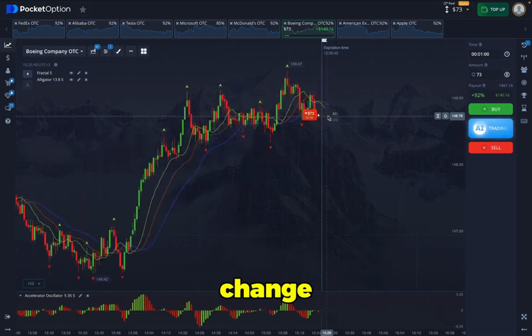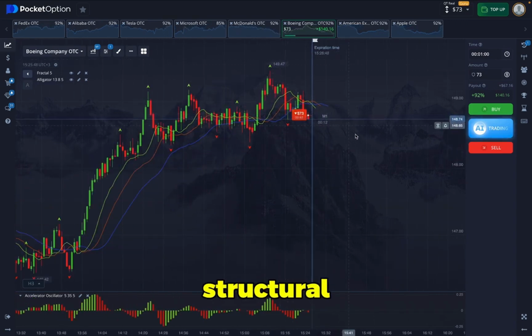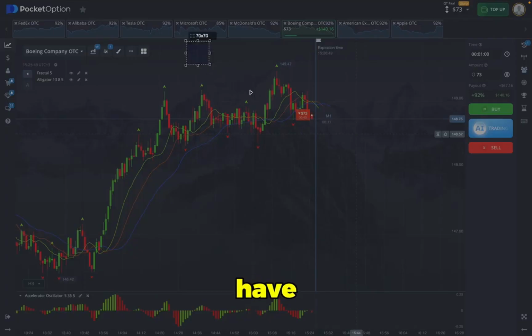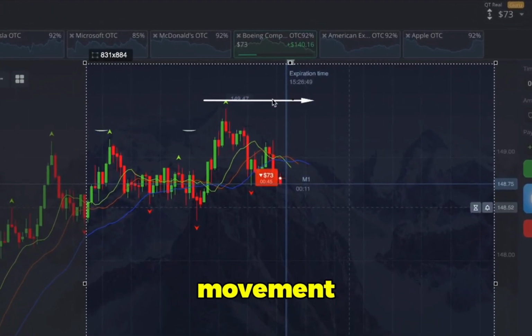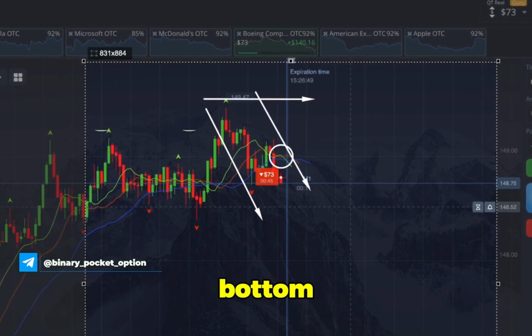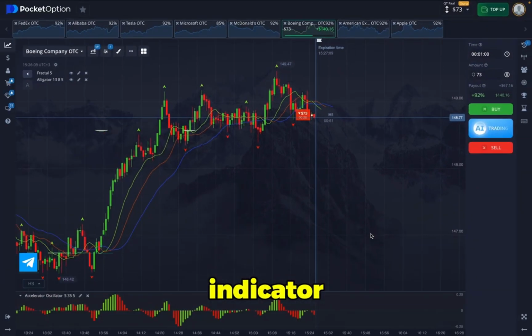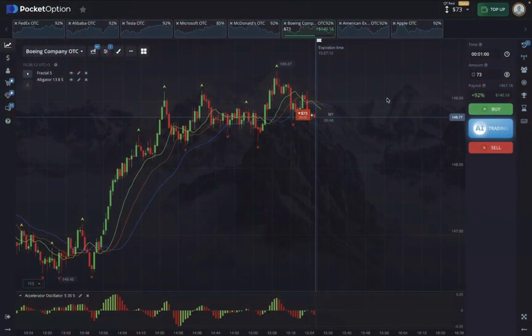We may have a change in the dynamics of the trend, just like in the last trade after updating the global structural, but already maximum this time. We have a clear change in the direction of movement so far, and the moving line has shown an intersection from top to bottom, and the movement itself has crossed all three moving lines of the indicator. Let's look at the result.